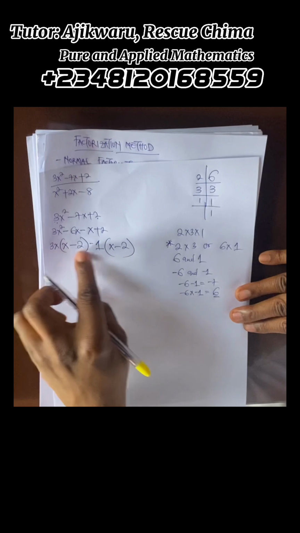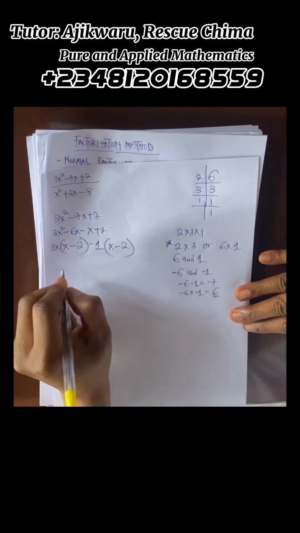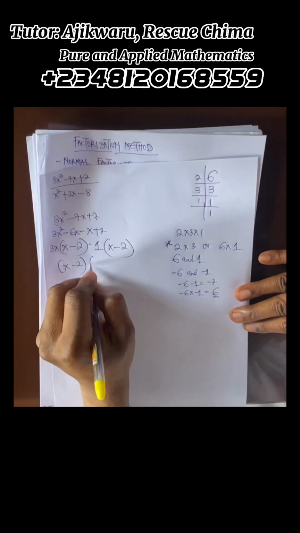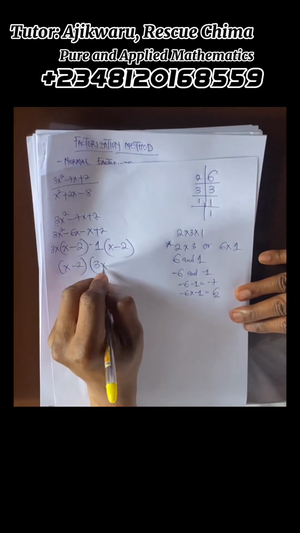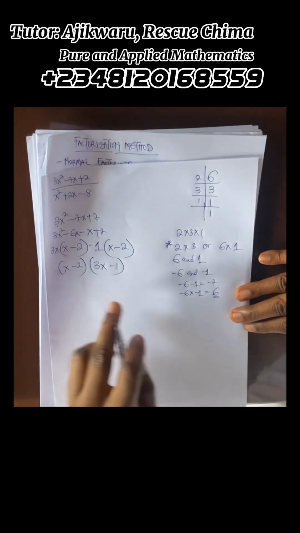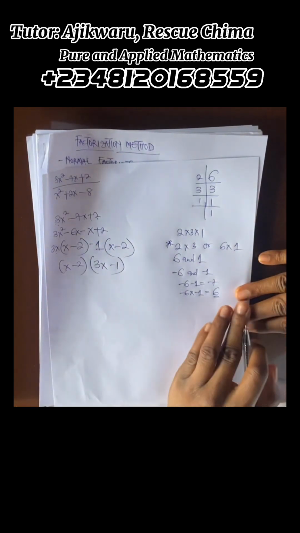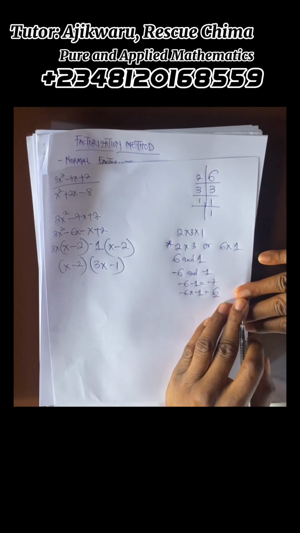See, the terms inside the bracket are the same. We pick one of the terms inside the bracket, and then we pick this one and this one, 3x minus 1. And we factorize this expression. This is the factorization of this expression. And that's the normal way of factorization.